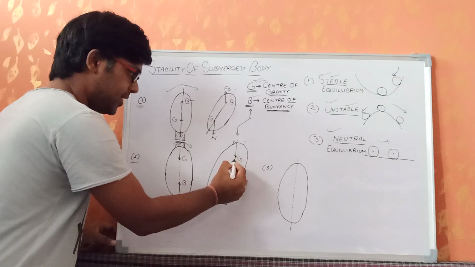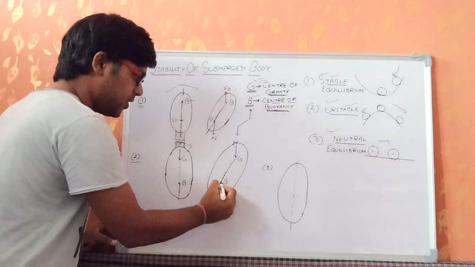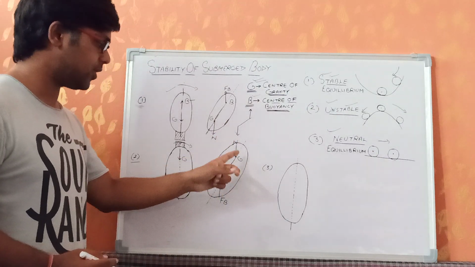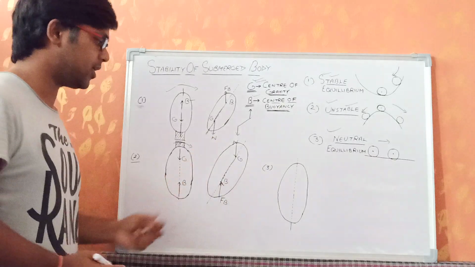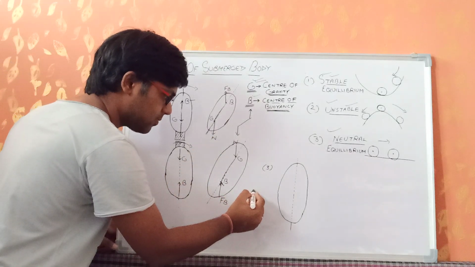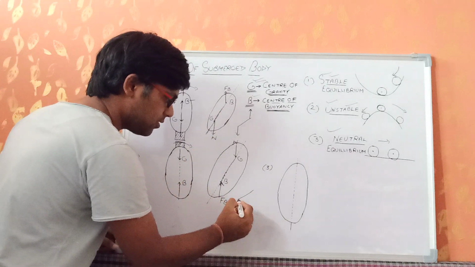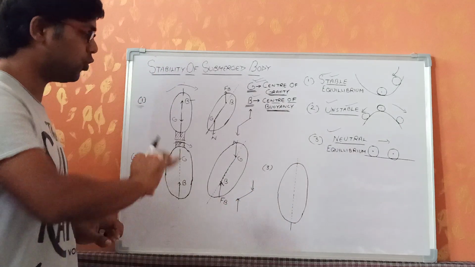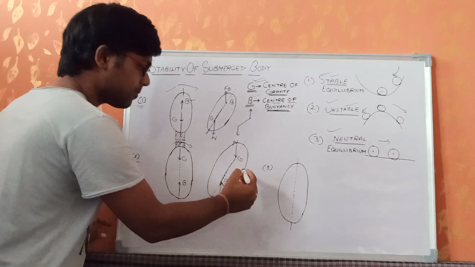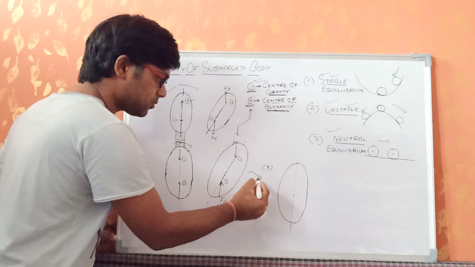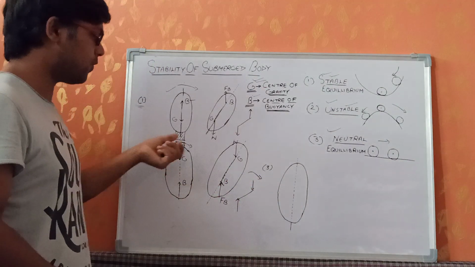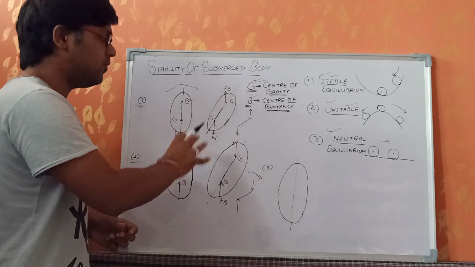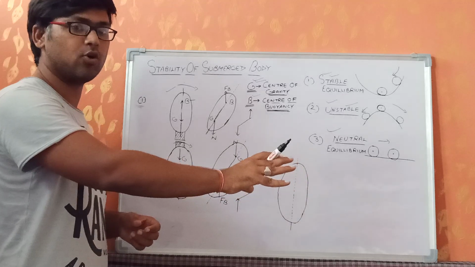So again we are getting a couple where we had two equal and opposite forces. W is acting in the downward direction, FB is acting in the upward direction. So we are having a couple produced at this point. It will try to rotate the body in the clockwise direction. So we are giving a tilt in the clockwise direction, and we are getting a couple which is again clockwise. So the body will get further away from the original position.